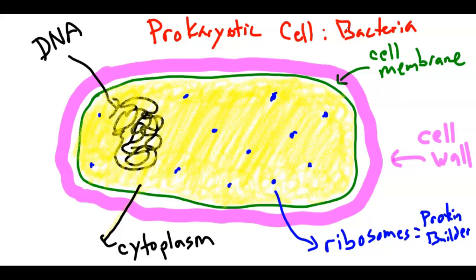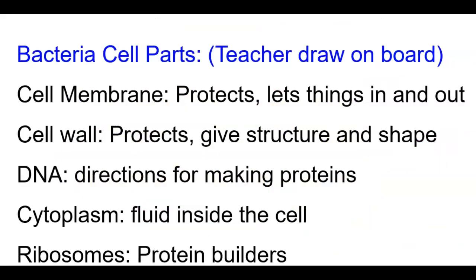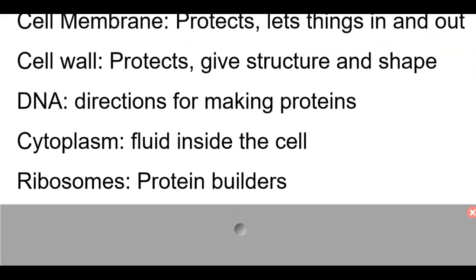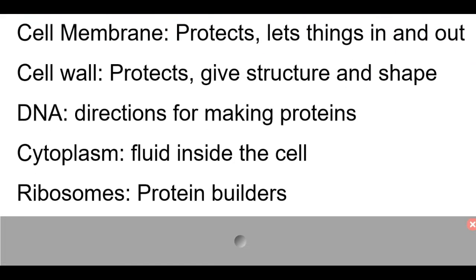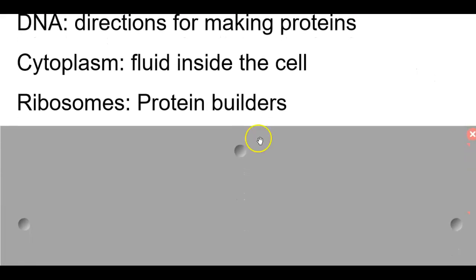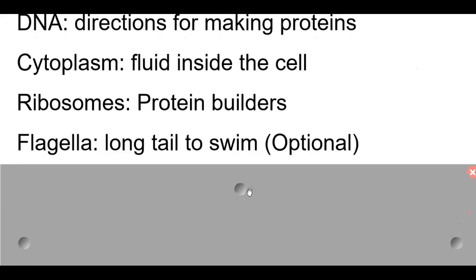Okay, so we have some things now that are optional, that some bacteria cells have and some do not. So let's take a look at that list. Okay, so this list here, all bacteria has. But there's a few other things that only a few have. You saw one in your activity, one called a flagella. That's a long tail for swimming.